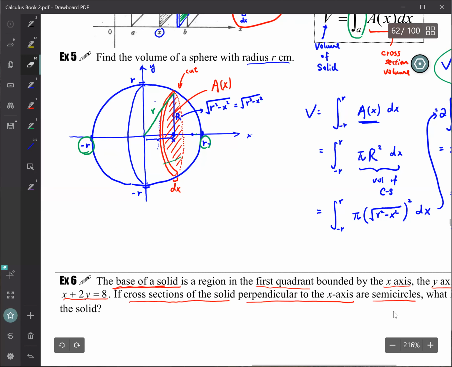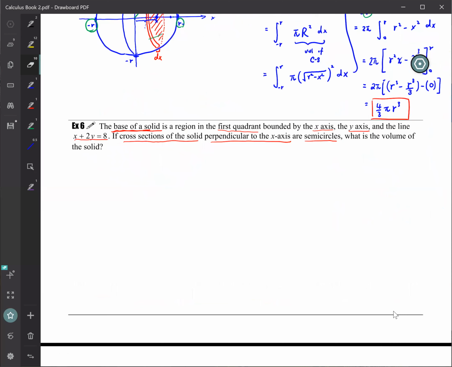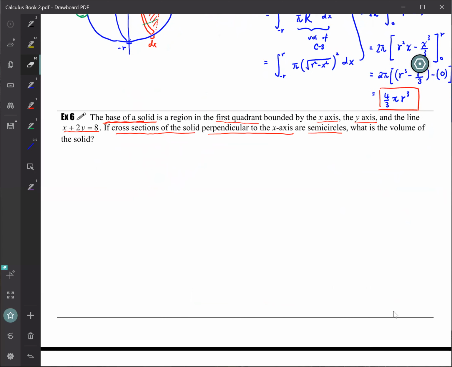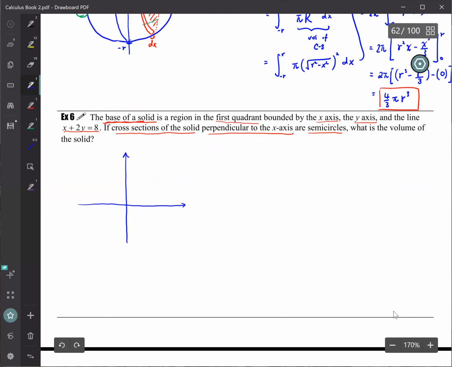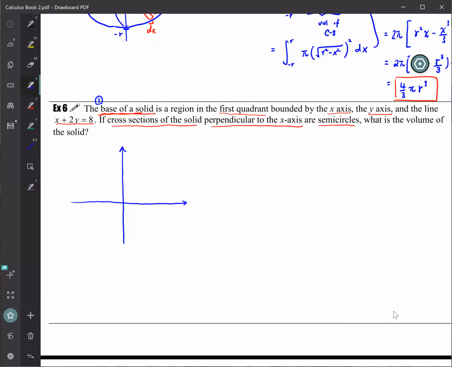Now let's draw the picture out. Okay, so first of all, the first part is saying you have a base in the first quadrant. So we need to draw the axis, right? What we are trying to draw first is the base, okay? So base of the solid is in the first quadrant, bounded by x-axis. So this is the x-axis here, right? And the y-axis, right? And the line, x plus 2y equals 8.